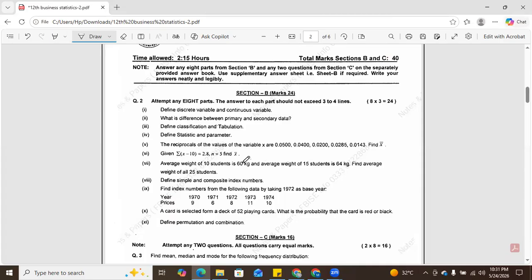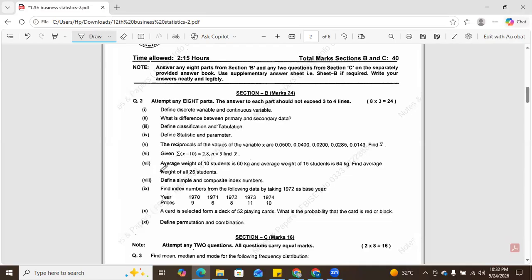The reciprocals of the values of the variable x are 0.0500, 0.0400, 0.0200, 0.0285, 0.0143. Find x. Given sum of (x minus 10) is equal to 2.8 and n is equal to 5, find x.